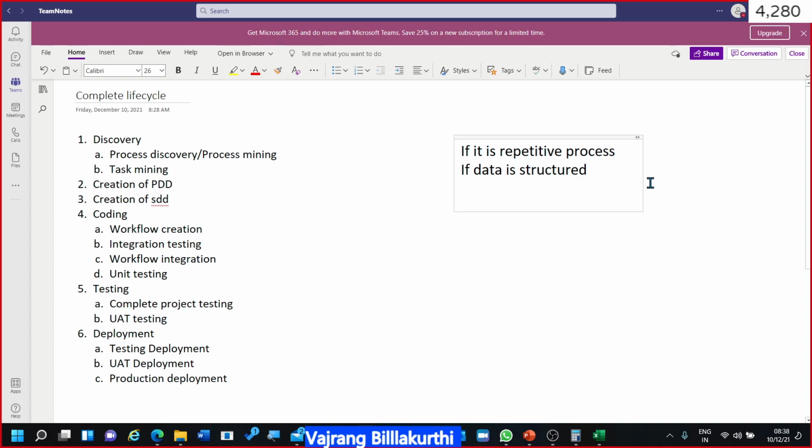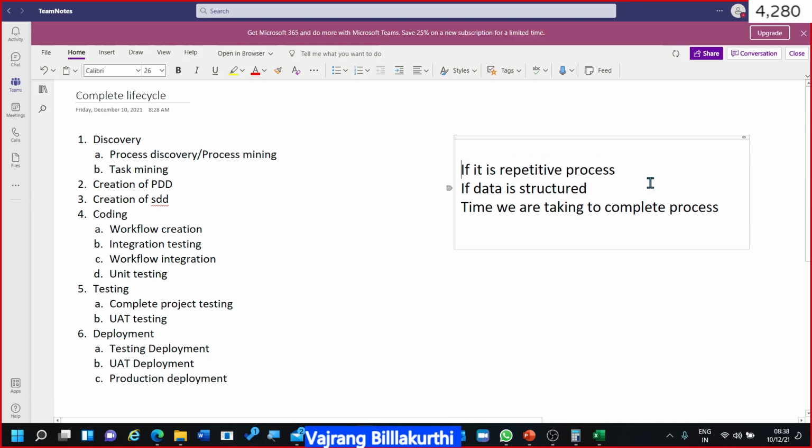Now, as a developer, what are the questions that you will ask so that this will be automated? It is time consuming also, so in order to reduce the time we are taking to complete the process. Okay, next. We will check whether it is feasible to automate or not. Excellent. So, if you are telling all that, this is a feasibility check.